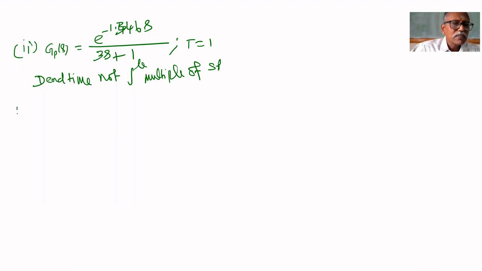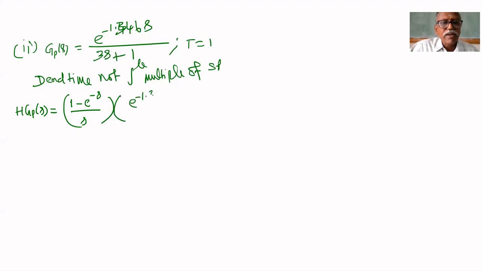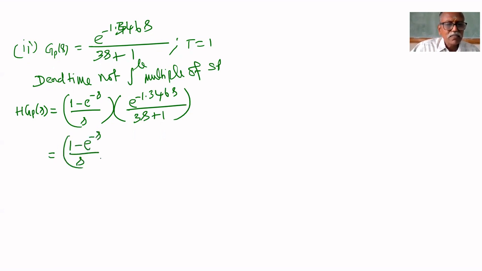What is HGP of S? HGP of S equal to (1 minus e power minus S upon S) times e power minus 1.346 S upon 3s plus 1. This can be separated into two parts: 1 minus e power minus S upon S, and e power minus S times e power minus 0.346 S upon 3s plus 1.